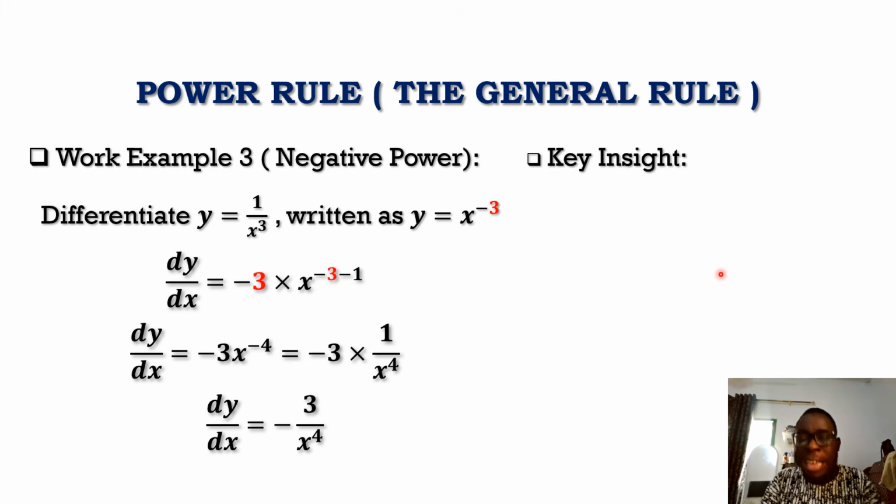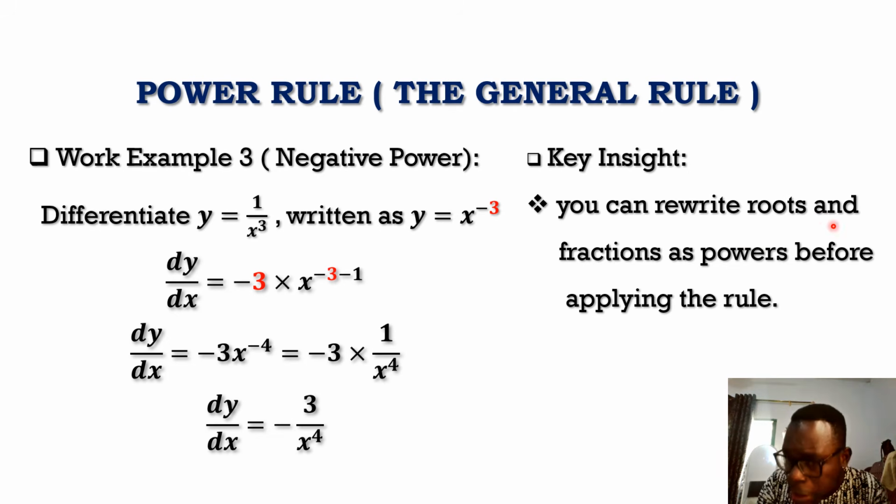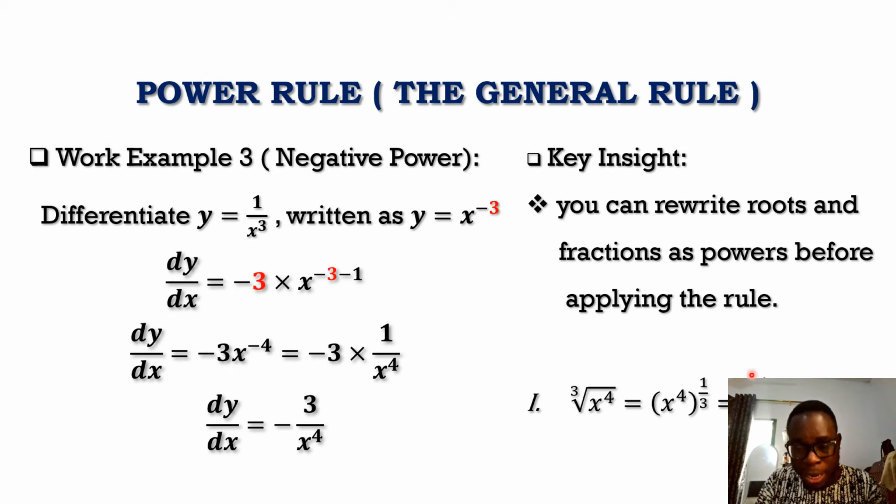Now, let's look at the key insight of the power rule of differentiation. You can rewrite roots and fractions as powers before applying the rules. Then, we need to understand these basic principles here. For example, if we have cubic root of x raised to the power 4, it can also be rewritten as x power 4 over 3, which will be simplified as x raised to the power 4 divided by 3. Then we can also get 1 divided by x with the power n, that is the inverse expression and index form. It can also be written as x raised to the power minus n. So this completes the power rule.